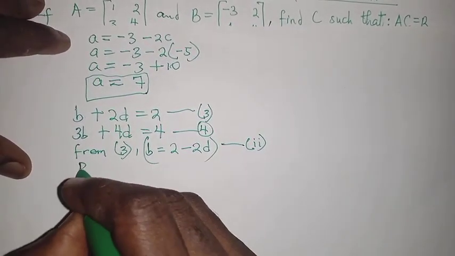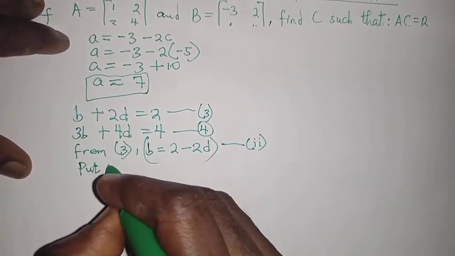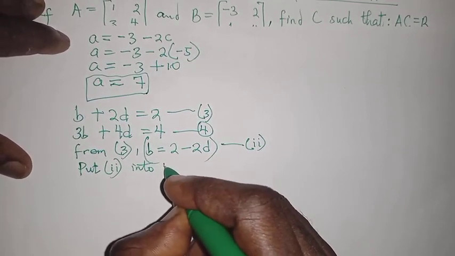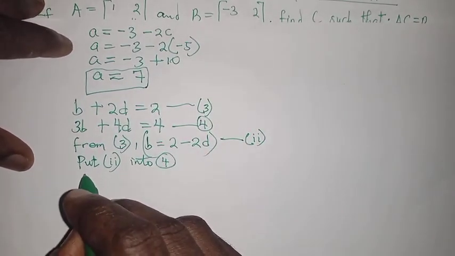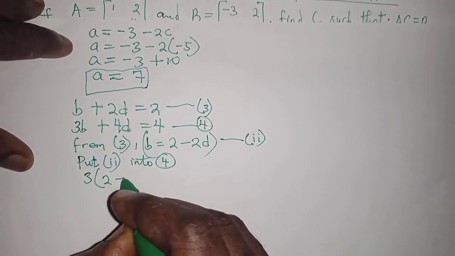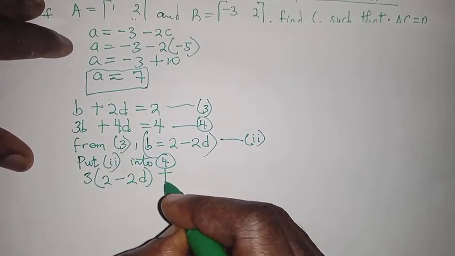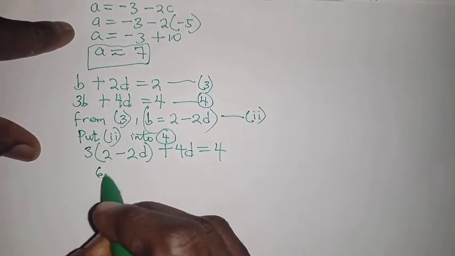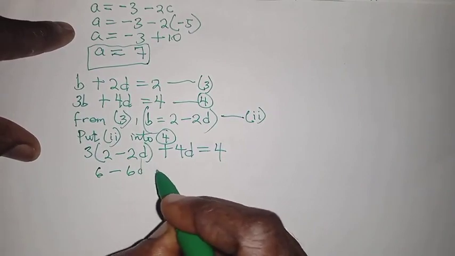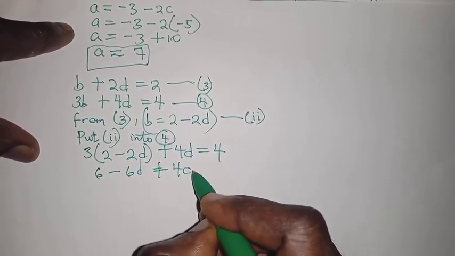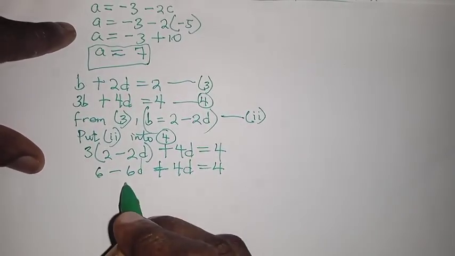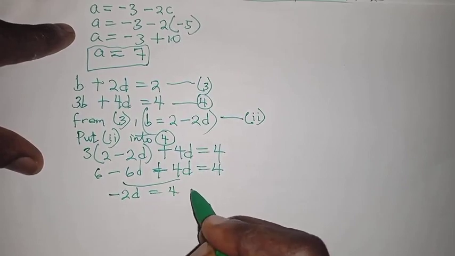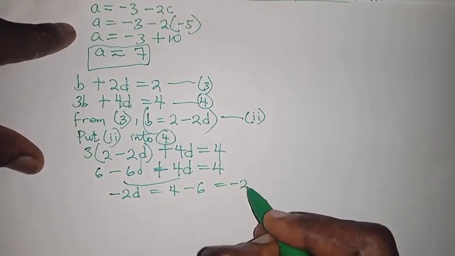So I'm going to put equation Roman numeral II into equation 4. So wherever I see B, I'm going to put that. So it's going to be 3 times 2 minus 2D plus 4D equals 4. So this is going to give me 6 minus 6D plus 4D equals 4. So this is going to give me minus 2D equals 4 minus 6, which is minus 2.